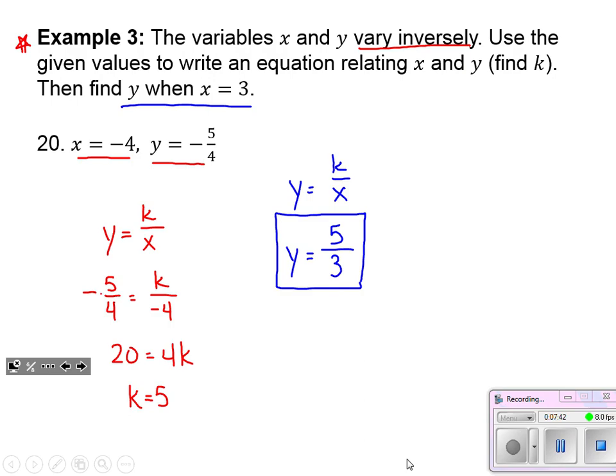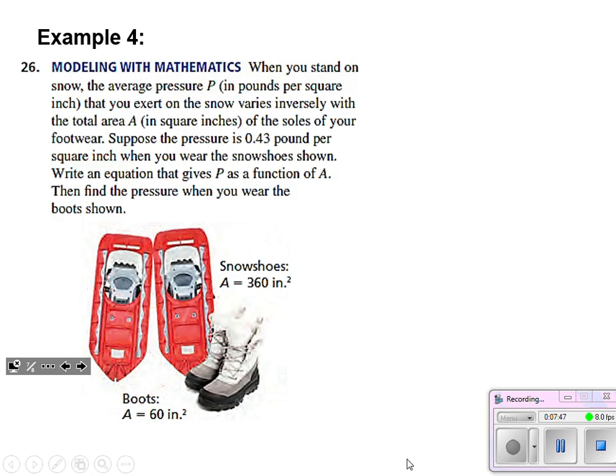Pretty quick problem, provided that we know that we need to follow this y equals k over x template. And our final example, there are relationships between different measurements in the real world that show direct or inverse variation. In this example, we have the average pressure when you're standing on snow compared to the surface area of the bottom of your feet. That's an inverse relationship. We can see that expressed here in the text. Okay, so P varies inversely with the area A. So I know P equals some constant over that area.